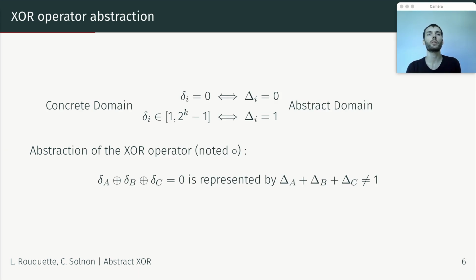The binary string is cut in sequences of size k. Each sequence delta I is abstracted by a boolean big delta I that indicates if the sequence is empty or not. More formally, big delta I equals 0 means that the sequence delta I equals 0, and big delta I equals 1 means that the sequence delta I can take any value which can be represented in k bits except the value 0. In CP, the abstraction of delta A XOR delta B XOR delta C equals 0 is represented by a sum over the Boolean variables. The problem is that this solution is not sharp enough.